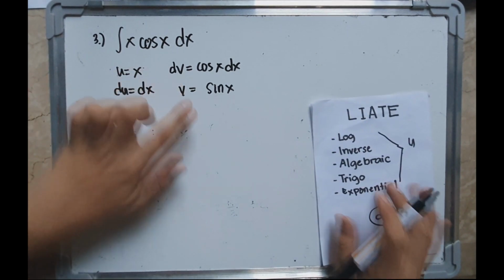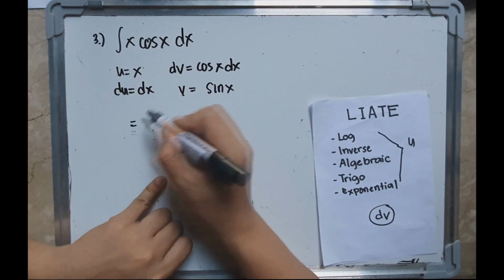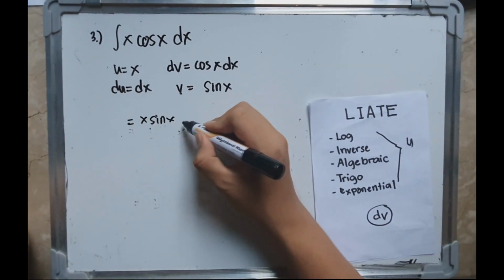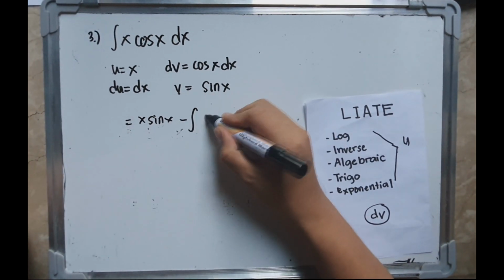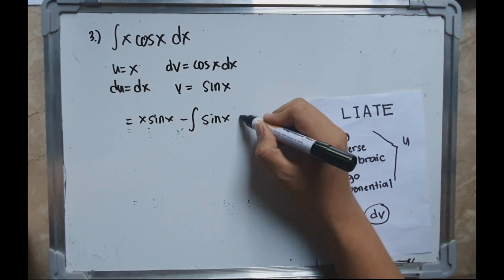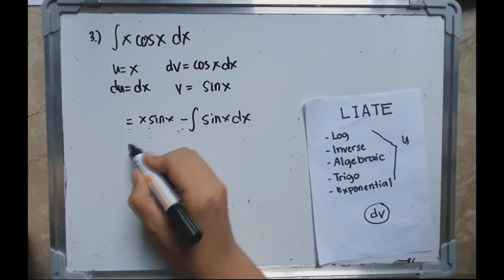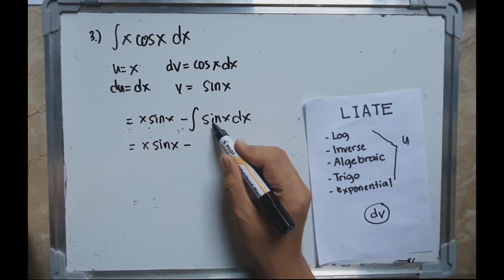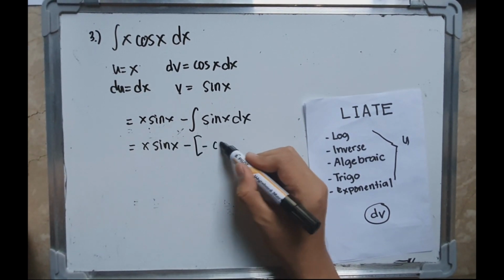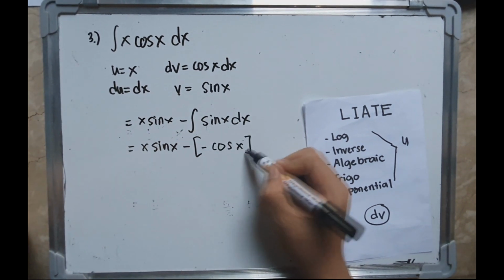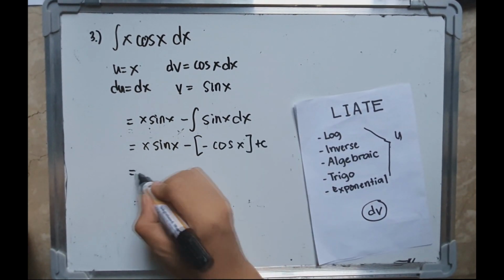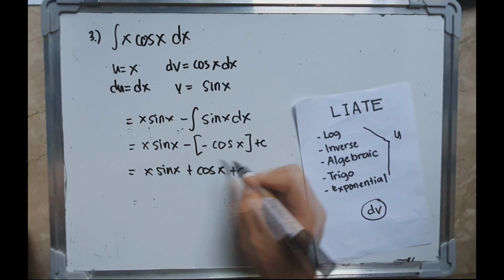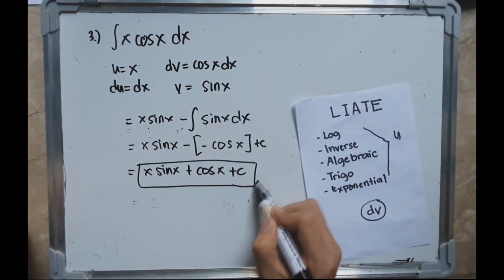Okay, u times v, that is equivalent to x sine x minus the integral of v du, sine x dx. Okay, this will be equivalent to x sine x minus the integral of sine x, that is negative cosine x plus c. So we now have x sine x plus cosine x plus c as our result.